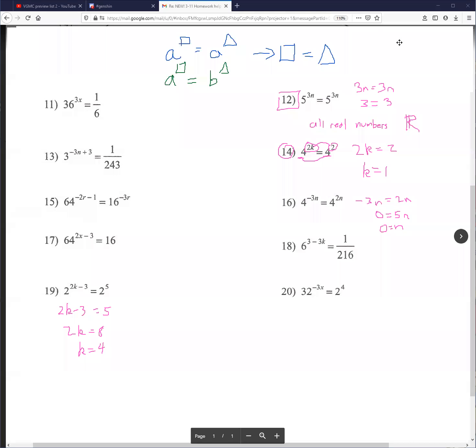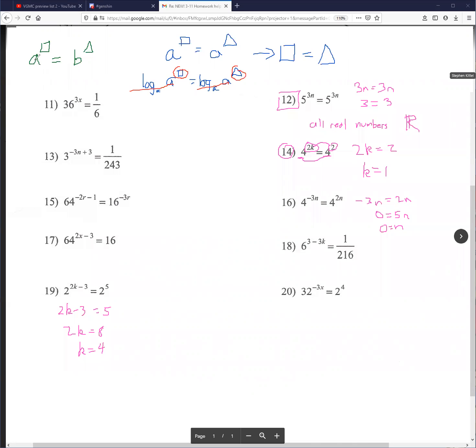The reason why this first statement works, the reason why that is true, is because what we are effectively doing is we're taking our original statement here and we're doing log base a on both sides. If you do log base a of a to the something, it just equals the something. So in effect, we are canceling the log a with the a to the, and the log a with the a to the over here, and we end up with square equals triangle, whatever those things happen to be.